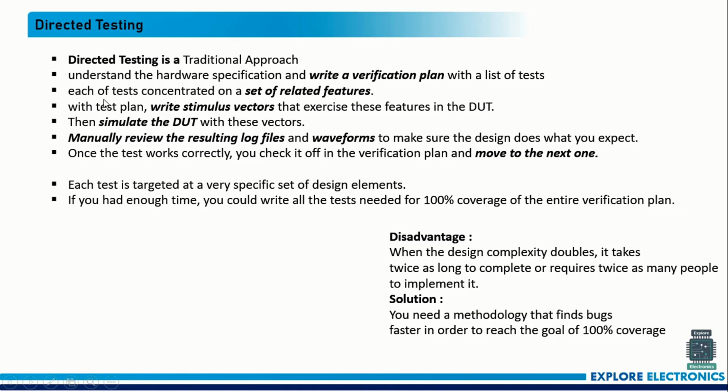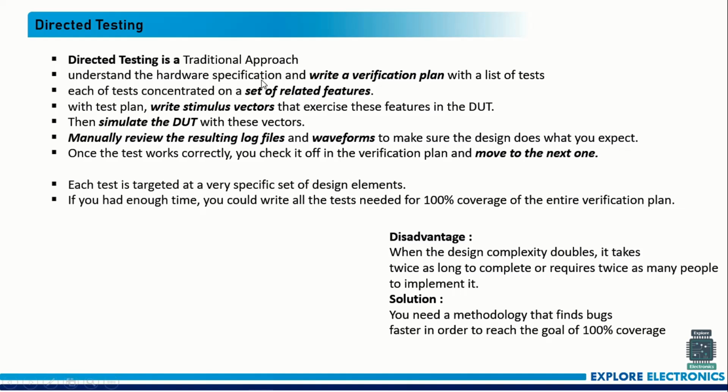In the test bench plan or the test plan, we need to write the stimulus vectors that will exercise these features of the DUT. It means if 4 select lines are there in your mux, all those 4 select line values we need to give. Those become the stimulus vectors. Then simulate the DUT with those vectors, and manually review the results using log files. There is no comparator in the test bench. There is no way to check the results of the DUT automatically.